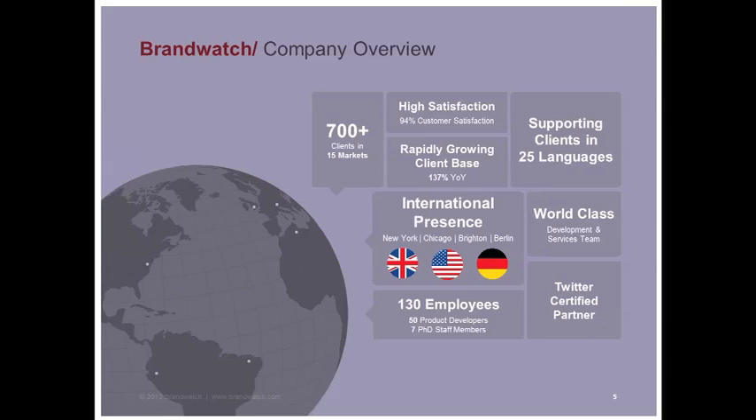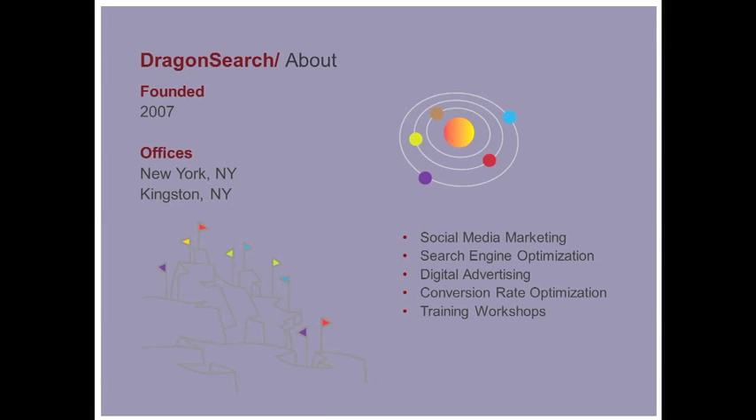So just a bit about Brandwatch. We're a social media monitoring and analytics platform. We basically crawl the web, and then clients use our platform to analyze conversation about their brands or their competitors or any topics they're interested in. We've got over 700 clients around the world and offices in the US, Germany, and the UK, and we're about 130 employees at the moment. And I work for DragonSearch, based in New York. We're a digital marketing agency that specializes in social media marketing, search engine optimization, digital advertising, PPC, conversion rate optimization, and we also do training workshops.